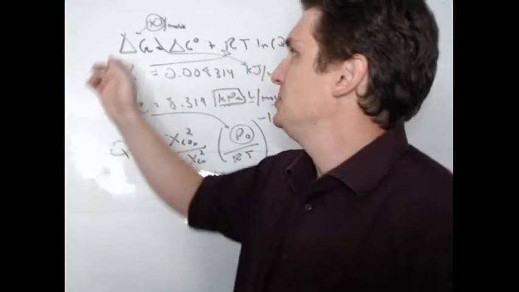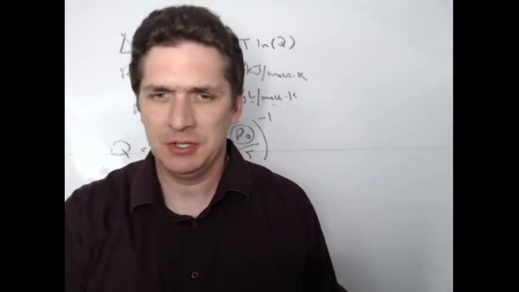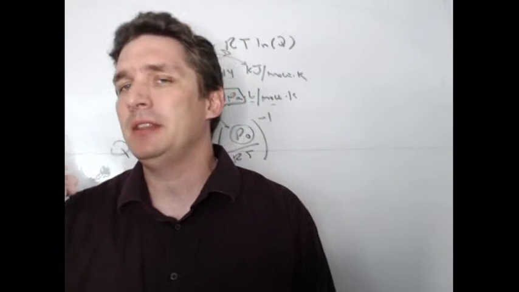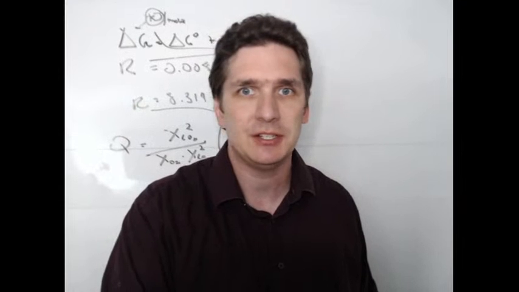Now, some instructors do teach delta G and delta H in joules per mole Kelvin. Don't learn it that way, because no book works in joules per mole Kelvin. Like nothing above a freshman textbook works with joules per mole for delta G and delta H.